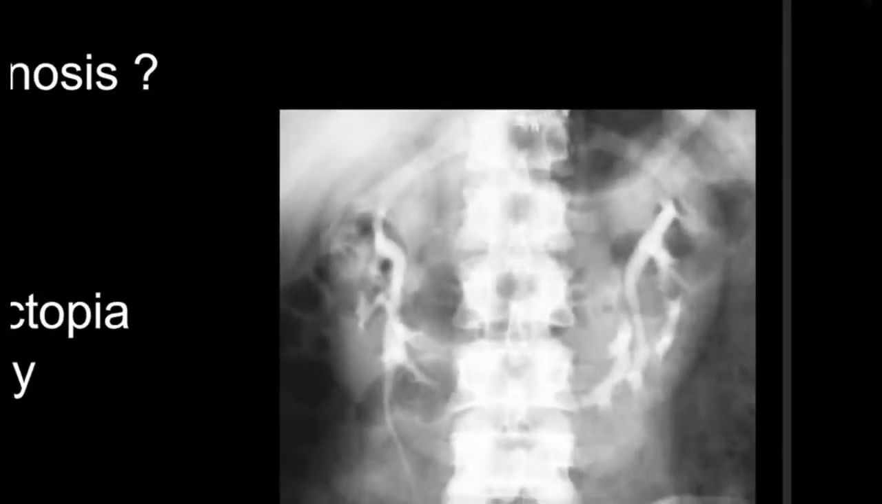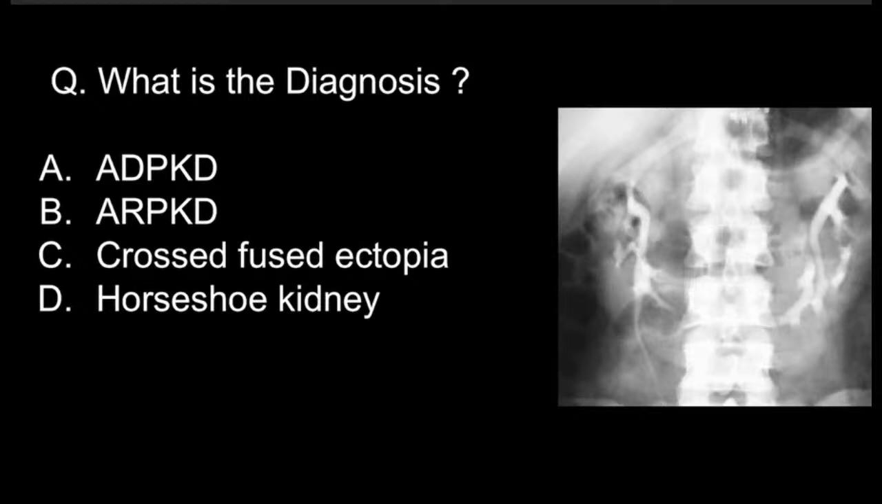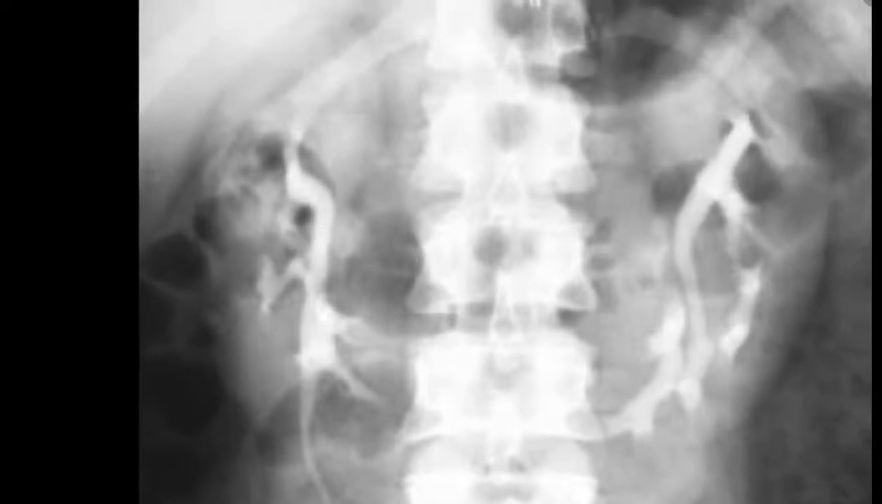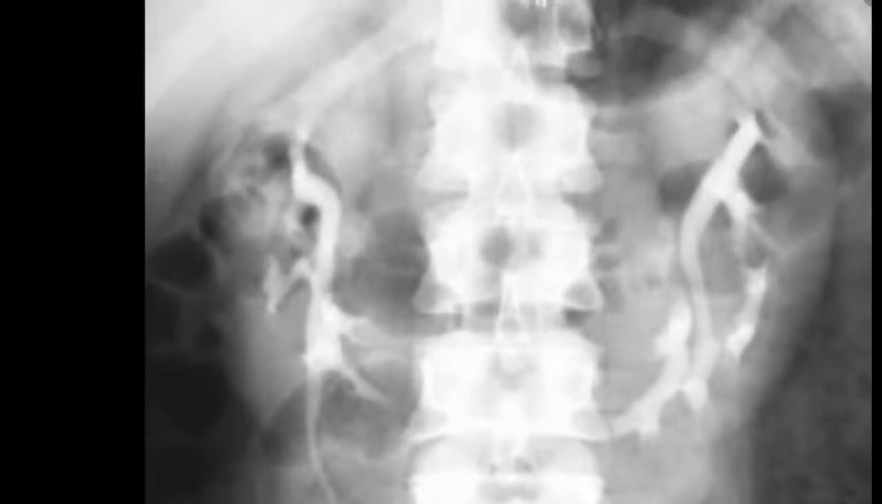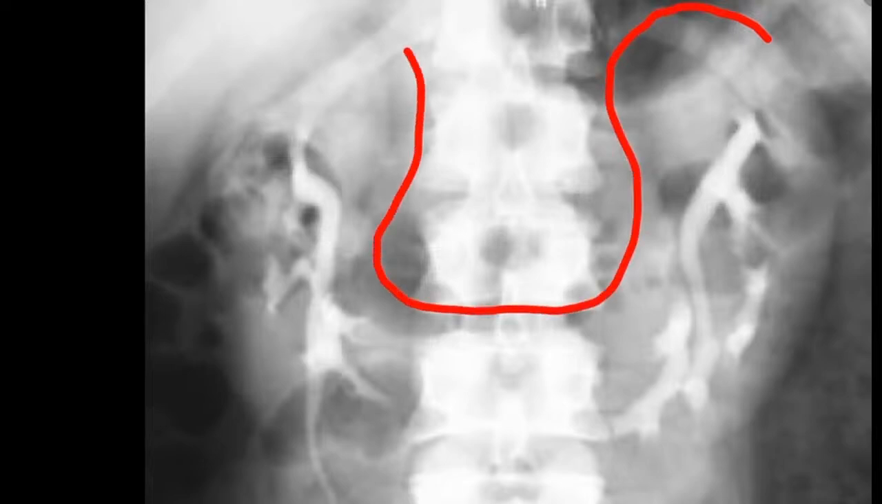Now, if you say that this is a patient who is suffering from a horseshoe kidney, you are correct, guys. You are absolutely correct. Why is this a patient suffering from a horseshoe kidney? As you can see over here, I hope you're able to appreciate that there is a renal shadow which is present over here. I am trying to jot it down for you guys. I hope you are able to appreciate it.